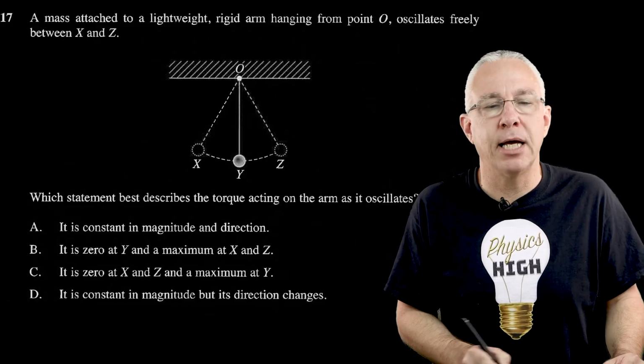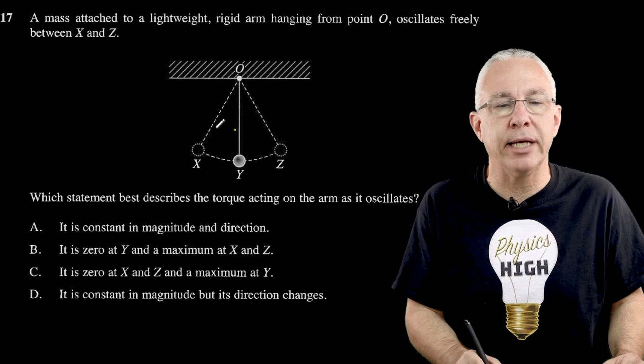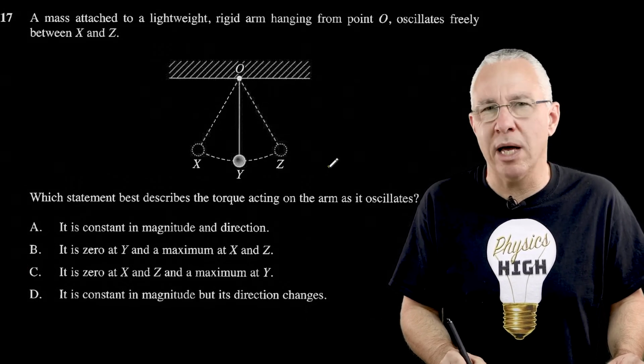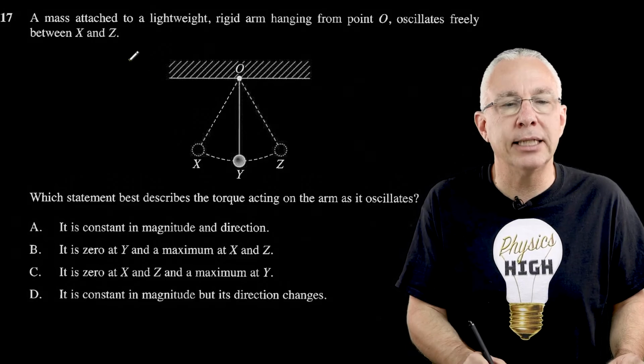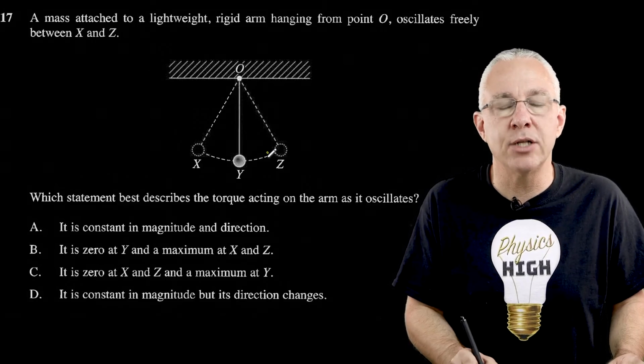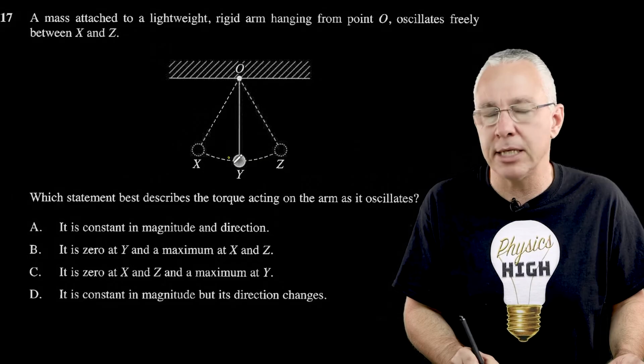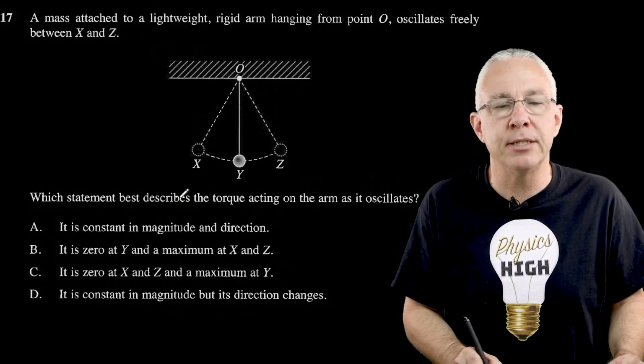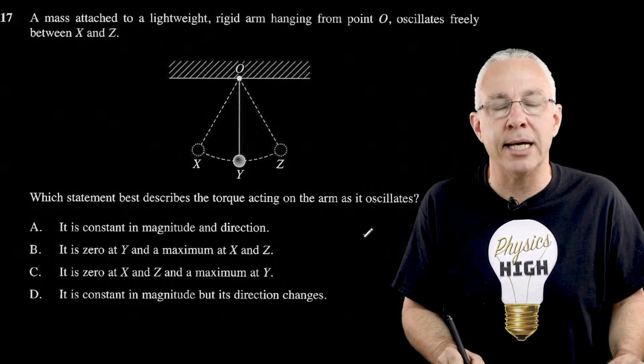Question 17. And what we have here is, in essence, a swinging pendulum. But in essence, it's all about torque. And what we're really asked is, in this situation, when it is oscillating between X and Z passing through Y, which statement best describes the torque acting on the arm as it oscillates?